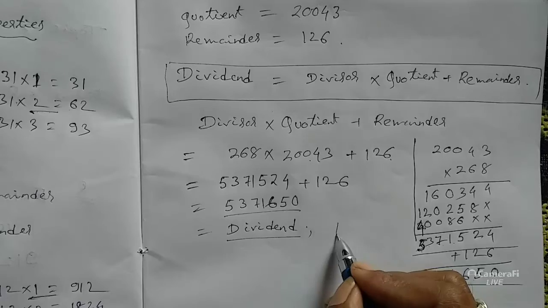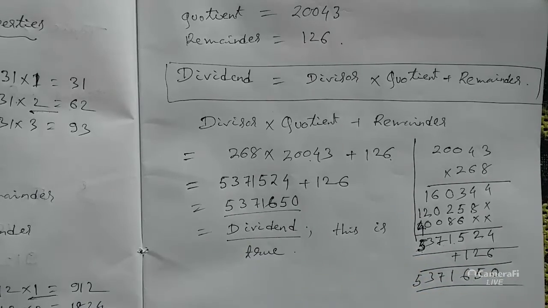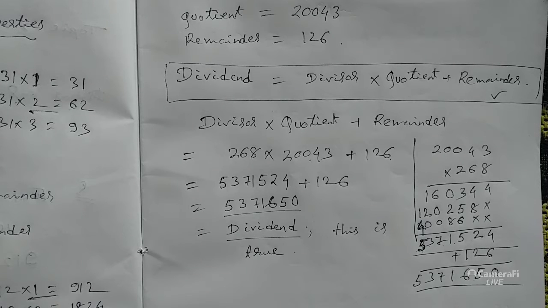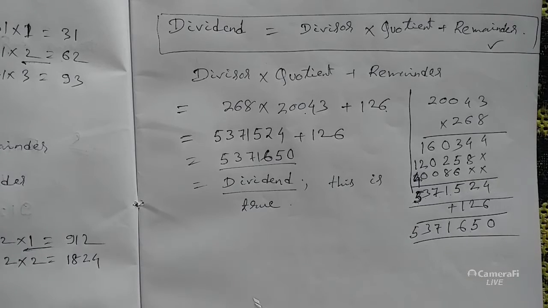So our result is true. So in this way, using this property of division, dividend equal to divisor into quotient plus remainder, we can check whether our quotient and remainder, that is the result and the remainder, are correct or not. Okay, so we can use this. This type of problem is to divide and find the quotient and remainder, and you can verify it.